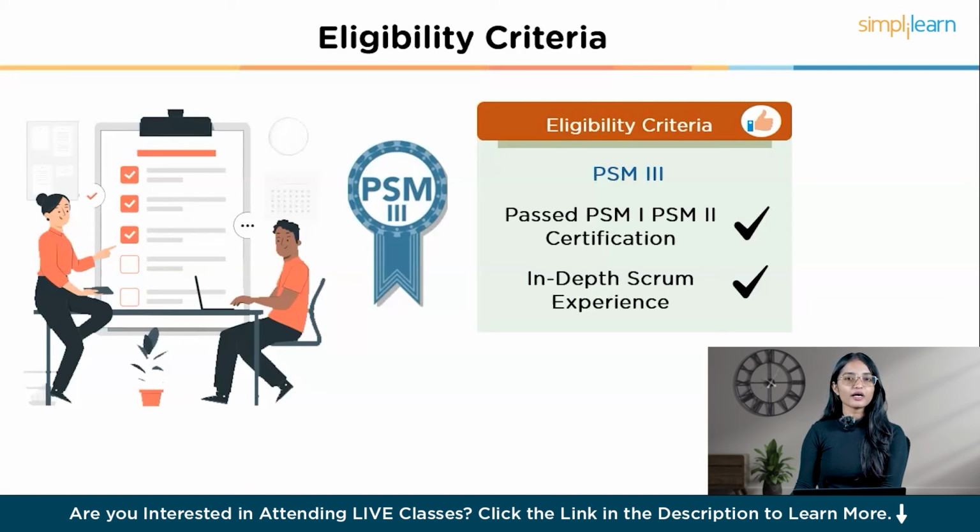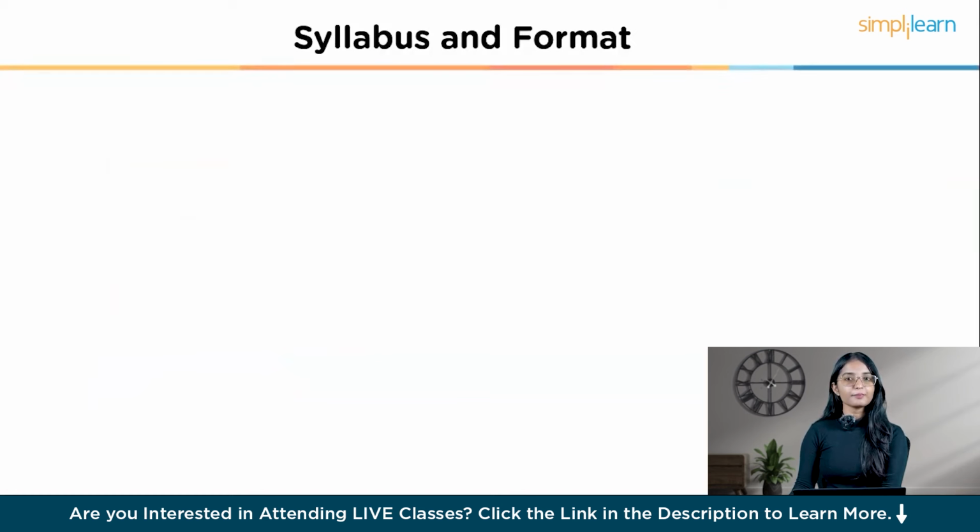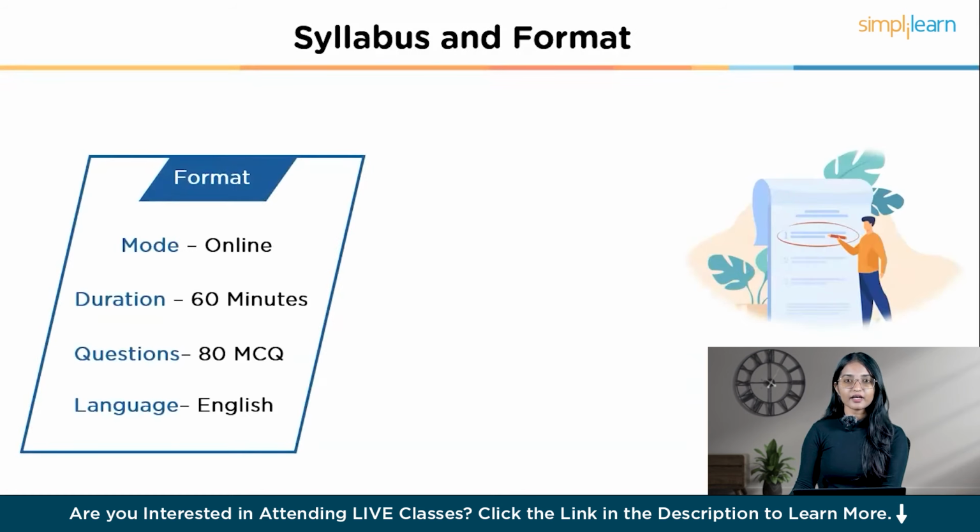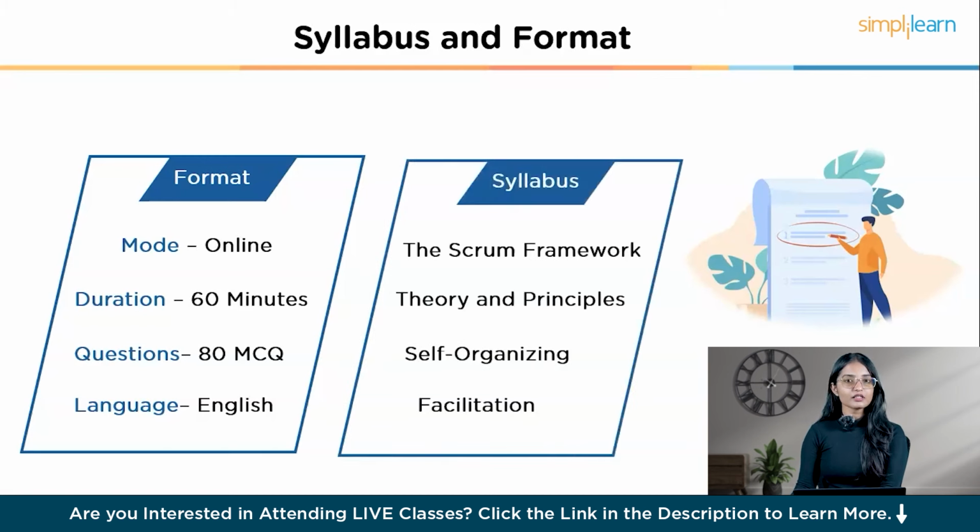But what is the required syllabus? Let's discuss. The PSM exam is conducted online with a time duration of 60 minutes. It consists of 80 MCQs and true-false questions and is available only in English language. This certification covers a comprehensive syllabus designed to equip you with the knowledge and the skills necessary to become an effective Scrum Master. The syllabus includes the Scrum framework, a thorough understanding of the Scrum Guide, roles, events, artifacts, and foundational principles.